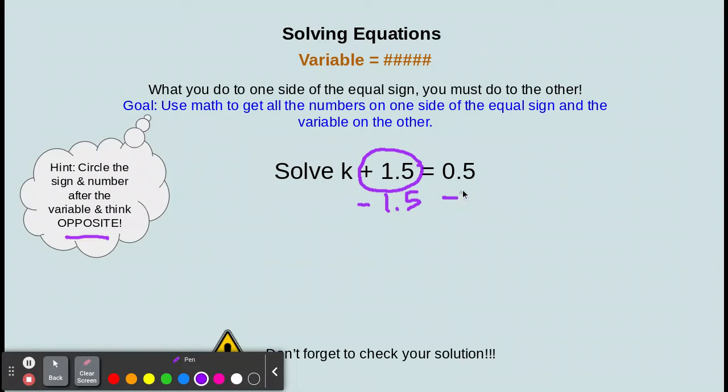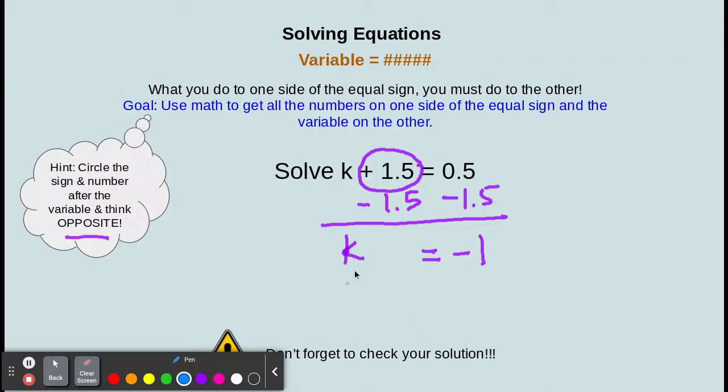So I want to do the same thing over here. If we add these vertically, k plus 0 is k. 1.5 minus 1.5 is 0. And 0.5 minus 1.5 is -1. So I propose that our solution is k equals -1.